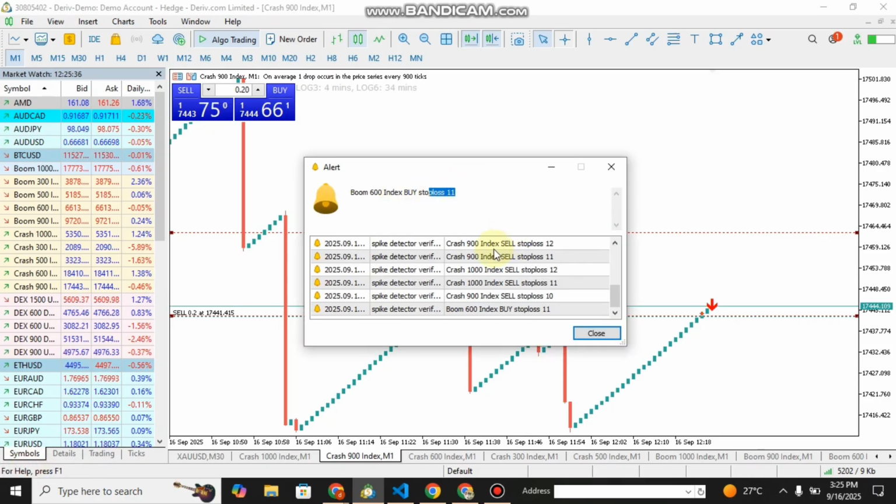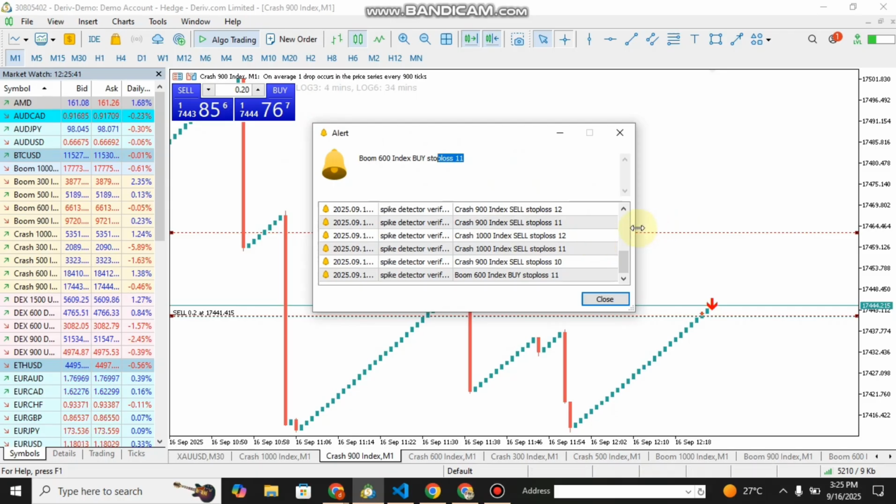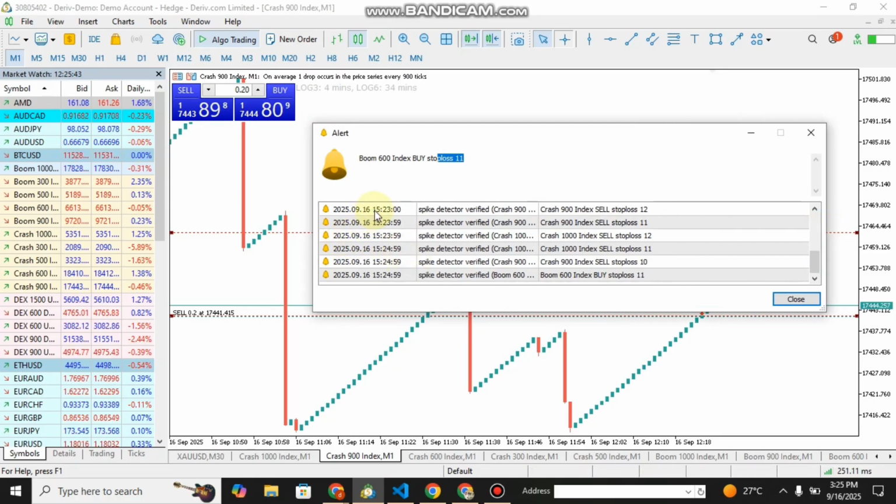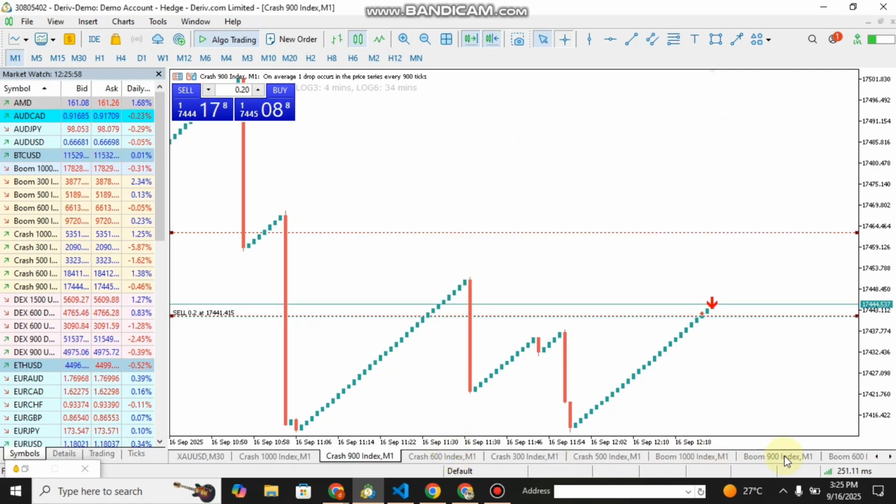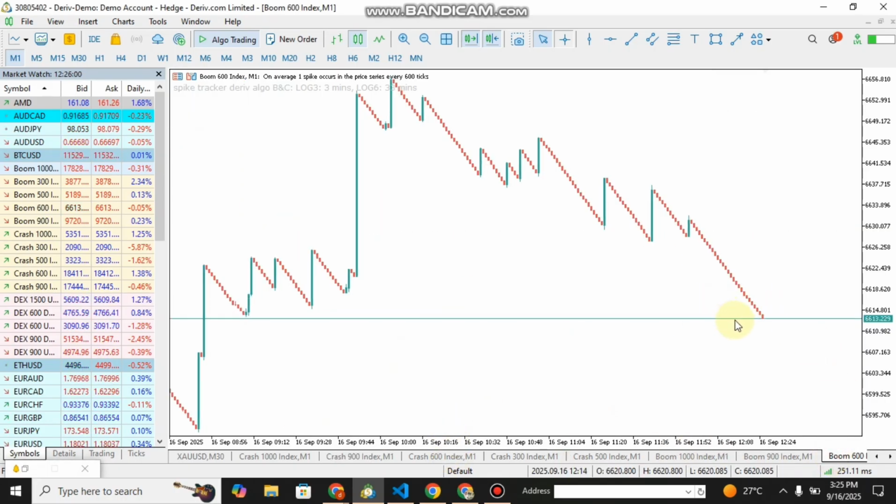You can see I also have other signals in Crash 900. And by the way, if you get multiple signals, always check here. There's always a timestamp. If you enlarge this, you can see the signals and when they were given. So you can see we have Crash 900 is a signal right now. Boom 600 is also a signal right now. You can get the timestamp here and know the signals which have been given. So also in Boom 600, I'm having a signal here.